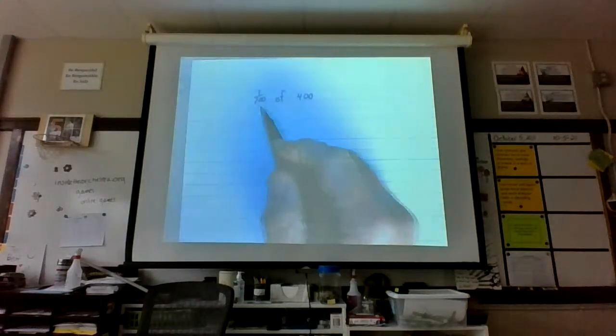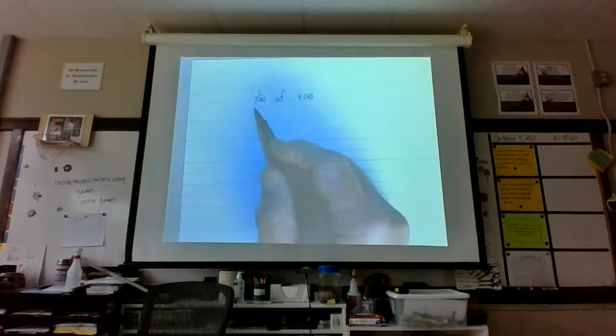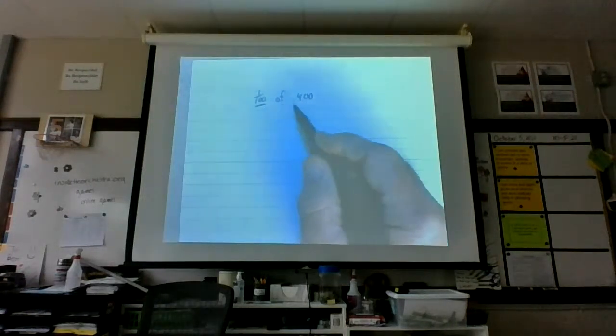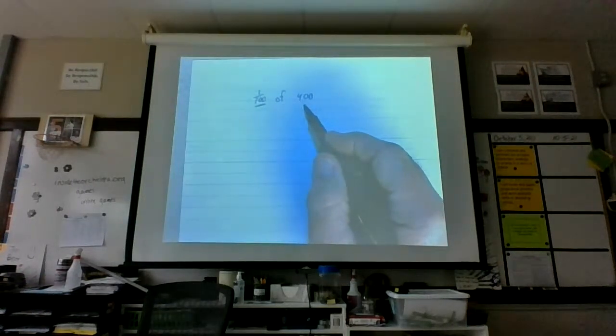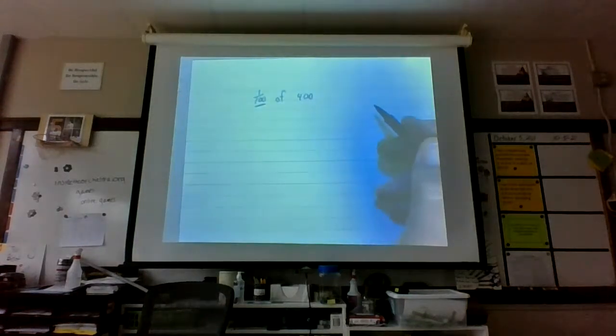So I've got 1/100th of 400. This fraction tells me we're going to divide 400 into groups of 100. The bottom number, right, Brad? The denominator tells me we want groups of 100. How many 100s do you think there are in 400, Jersey? How many 100s would it take to equal 400?